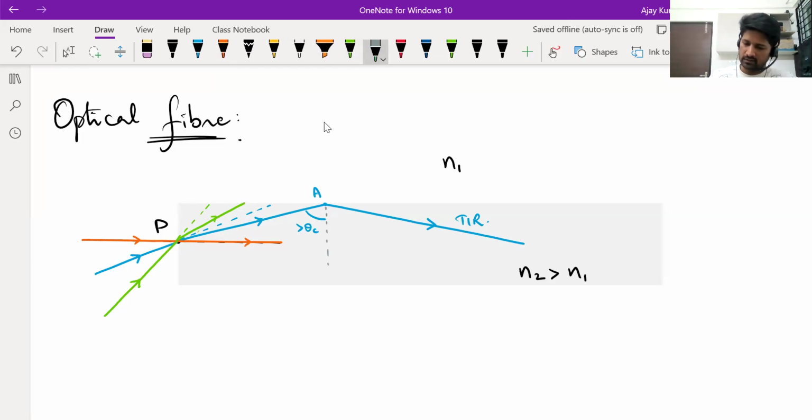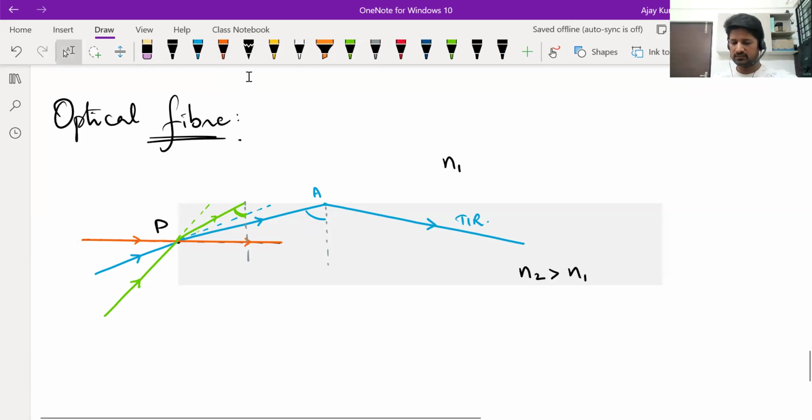Now, inside the optical fiber, tell me how this angle of incidence of the green ray is related to the angle of incidence of the blue ray. Which one is greater? Inside the optical fiber, which ray's angle of incidence is greater? Green or blue? Blue. Blue is greater, right?